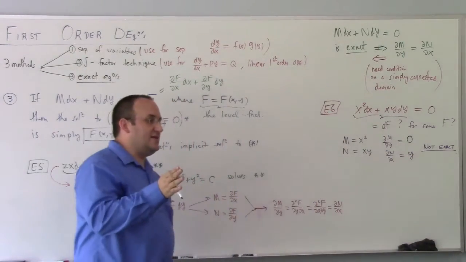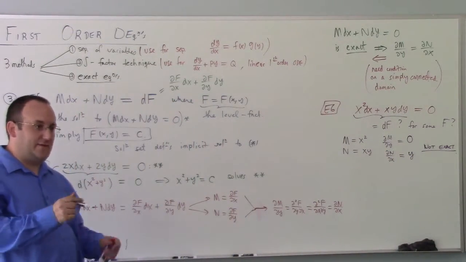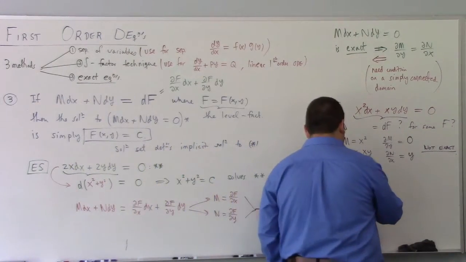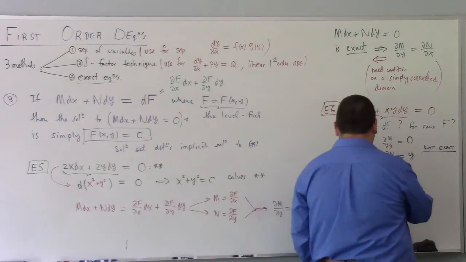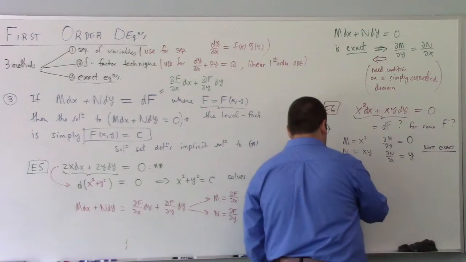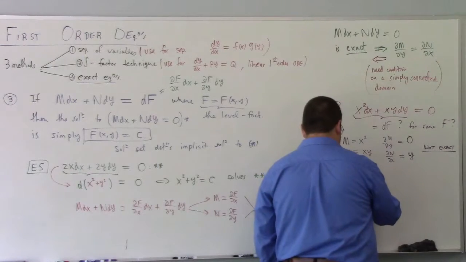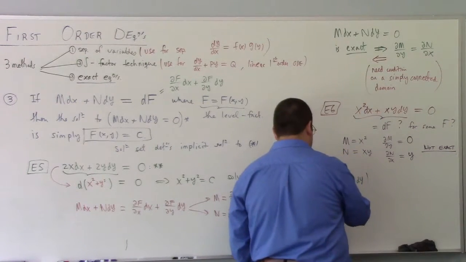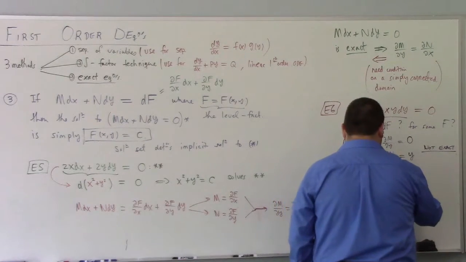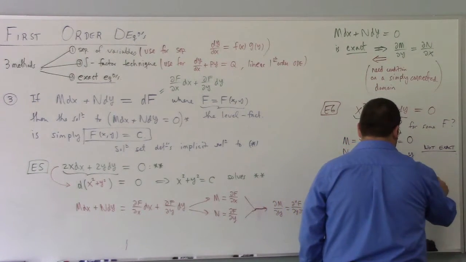So, the idea of an integrating factor for an exact equation is something like this, right? What would the idea of an integrating factor for an exact equation be? Something like this. I take my m dx plus n dy, right? And I multiply that by I, right? And that would give me I m dx plus I n dy.